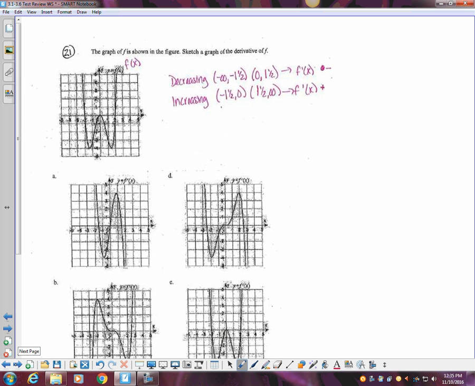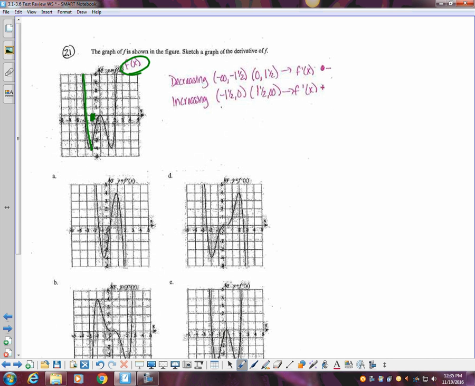21, kind of the same thing. It's just got a little bit more action going on. The graph of f is shown in the figure. Sketch the graph of the derivative. So this is f of x. Okay, so I am decreasing to there, which would be there, or maybe a little bit here.